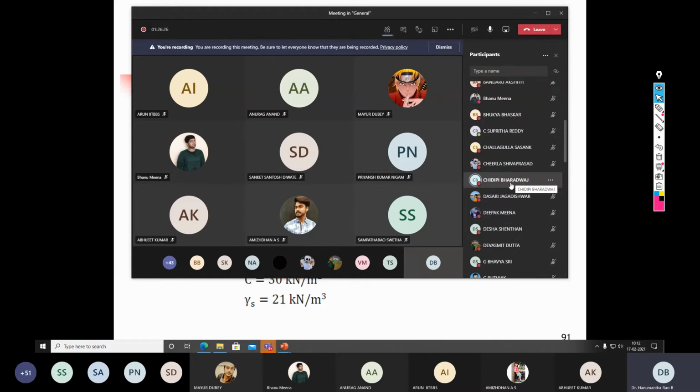Yes, sir. You are there? Yes, sir. So are you solving? Yes, sir, I'm trying to solve. Okay. Did you calculate anything, the shape factor, depth factor? Sir, these factors are like 1.5 or something. Okay. Good.